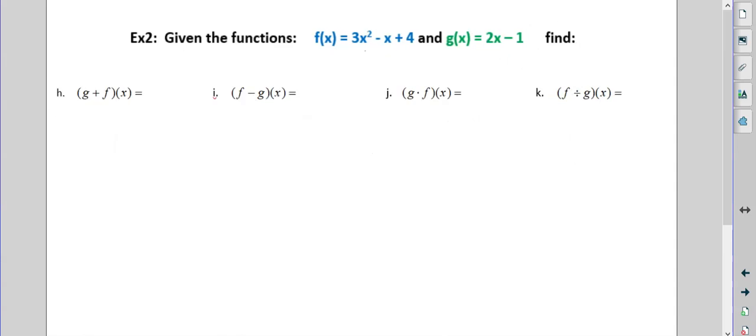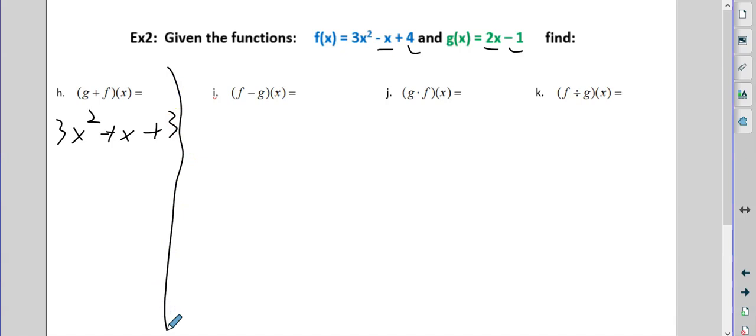Last page. Now we're just going to add them. So g plus f, you can even do that right here. 3x squared is going to have nobody to play with. Negative x plus 2x is just x. And then 4 minus 1 is plus 3.